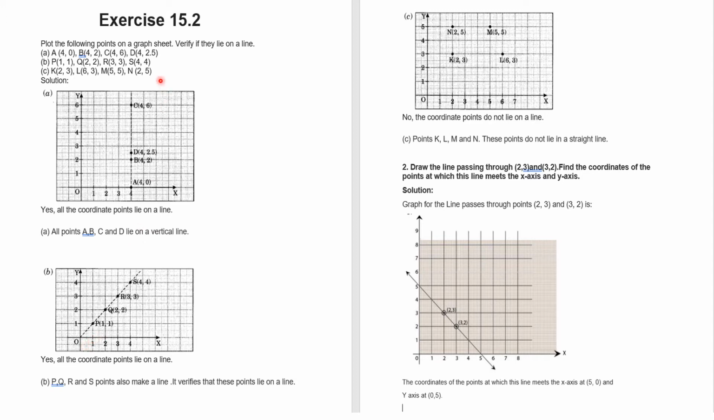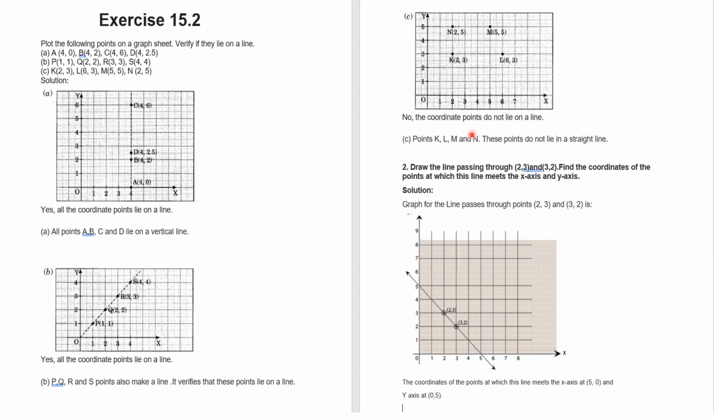Similarly, in the second part, we have plotted all the points and joined them. In the second part also we are getting a straight line. But just have a look at the third part. When we have plotted all the points K, L, M, N, they are not on a line. They are not forming a straight line. So these coordinate points do not lie on a line. So this is our question number one.